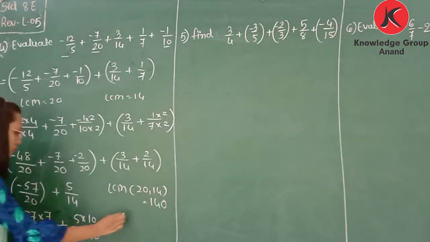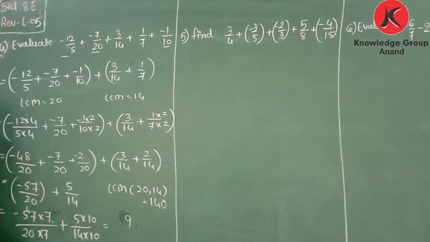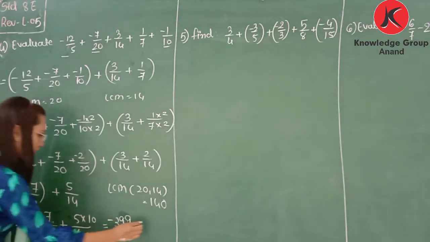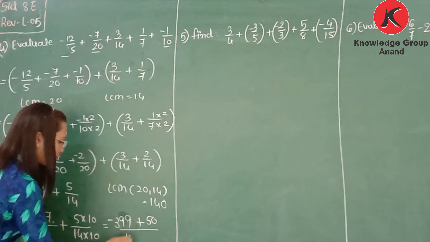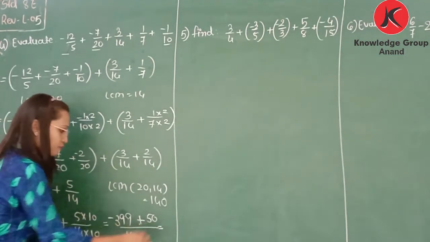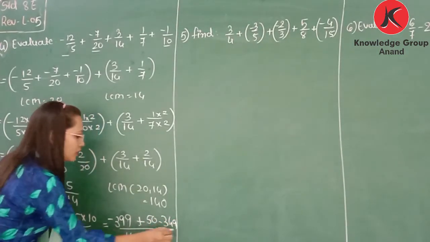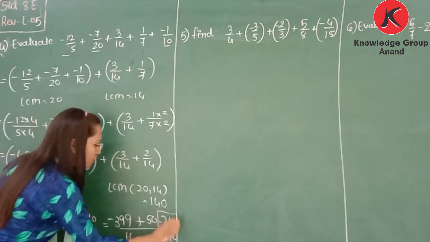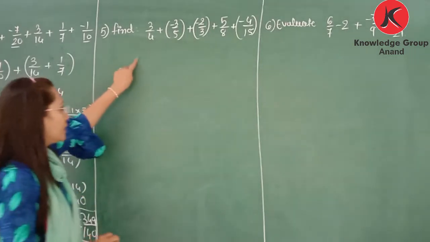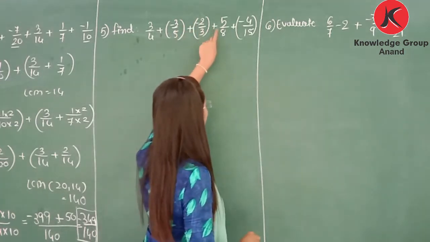So here 7 nines are 63, 9 carry 1, minus 399 plus 50 divided by 140. Okay. Now minus 399 plus 50 will give minus 349 divided by 140. So this will be our answer. Clear?